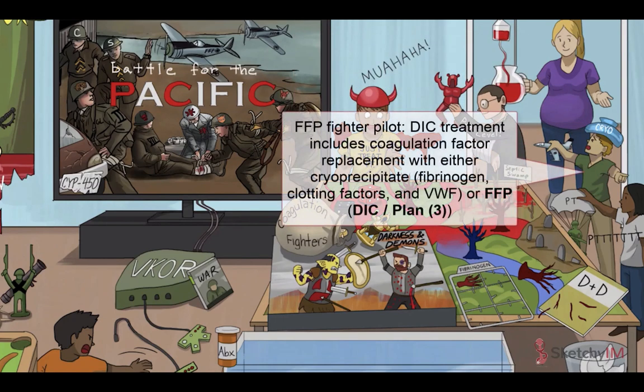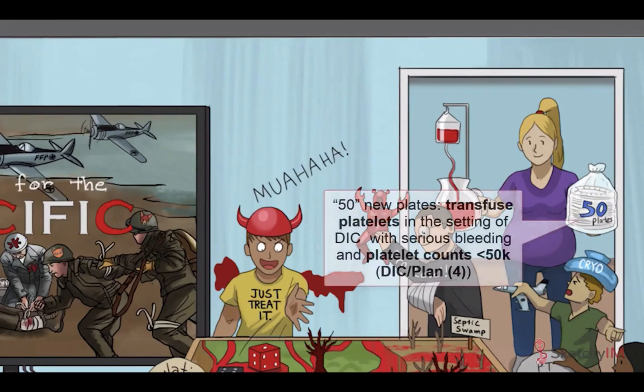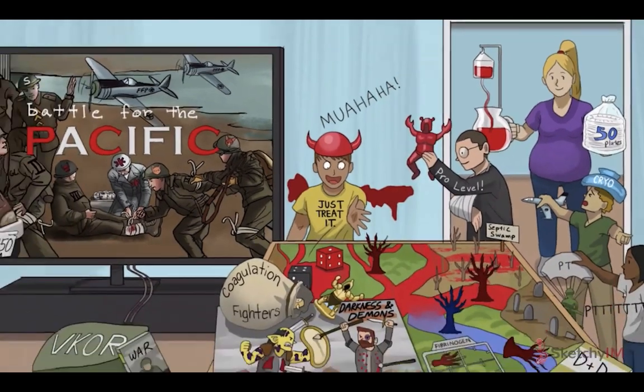Additionally, FFP is also used to reduce bleeding in patients with elevated PT and APTT. FFP contains all the factors. Sounds useful right about now. DIC with serious bleeding and platelet counts less than 50,000 should receive platelet transfusion as well. So bring in the new plates.